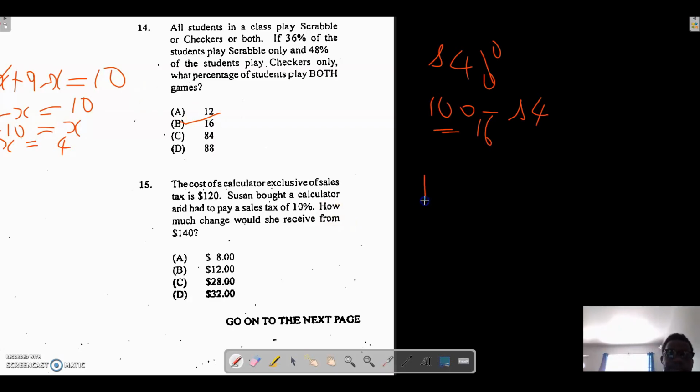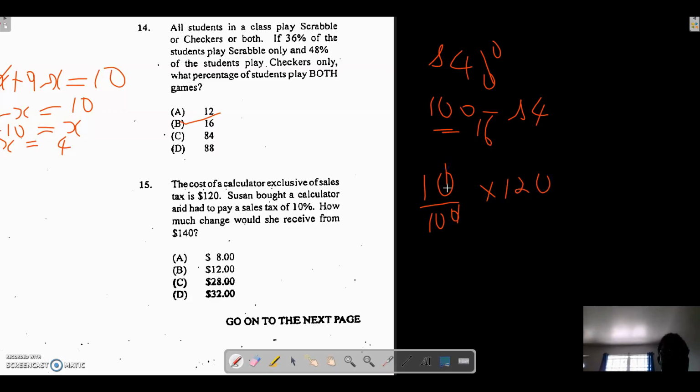So I'm going to have 10 over 100 times 120. Right? And we make the zeros work. So that cancels that. That cancels that. So this is equal to 12. What that means is that tax would be $12. Right? So if the cost without tax is 120, when tax is going, which is 12, to get the total amount of money that you're going to spend, you're going to have to add the price to the tax. So it's 120 plus 12, which is 132.